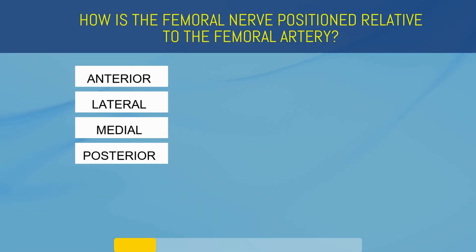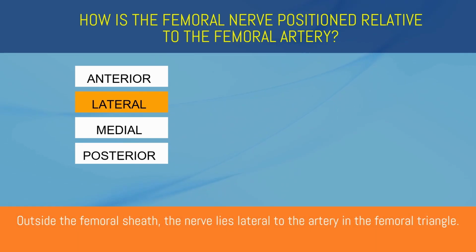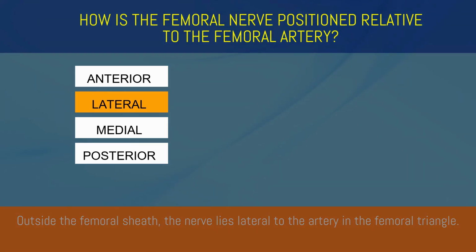How is the femoral nerve positioned relative to the femoral artery? Anterior, lateral, medial, or posterior? Lateral. Outside the femoral sheath, the nerve lies lateral to the artery in the femoral triangle.